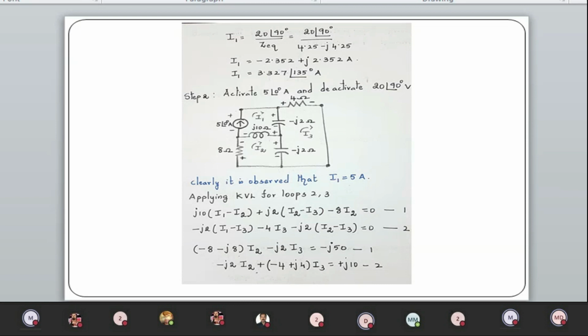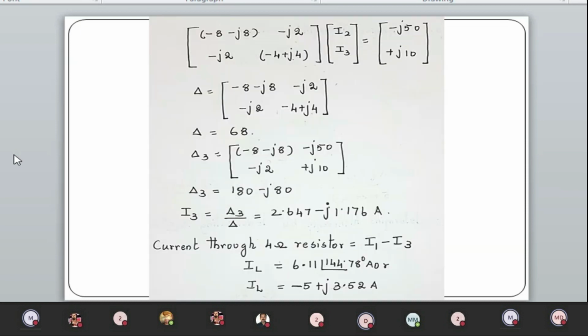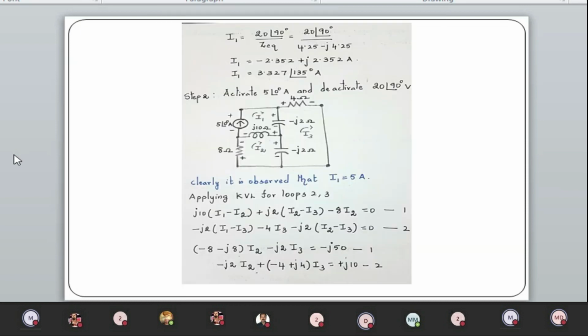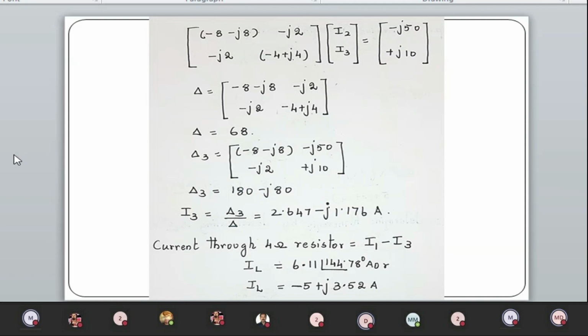Now let us consider loop 3. Minus J2 (I3 minus I2) minus 4 I3 equal to 0, right? So after writing all these equations, the goal is that we are supposed to find I3. Convert this to matrix form and use Cramer's rule. This is a 2 cross 2 matrix. You have to find only del 3 by del. Don't waste your time unnecessarily by finding del 2.